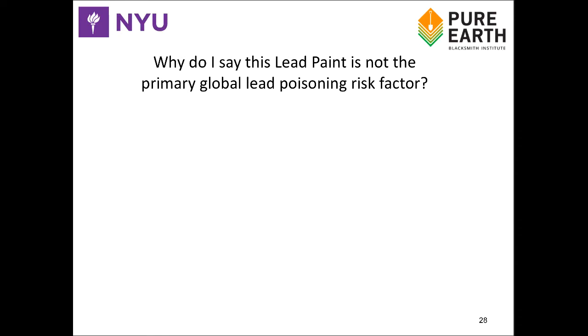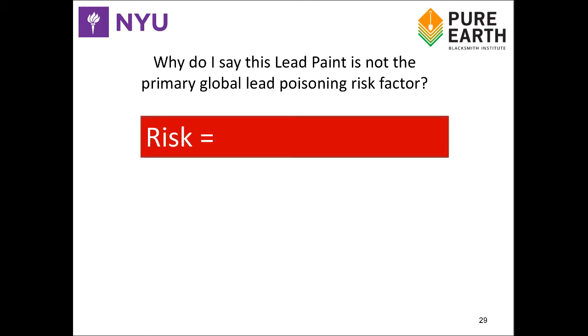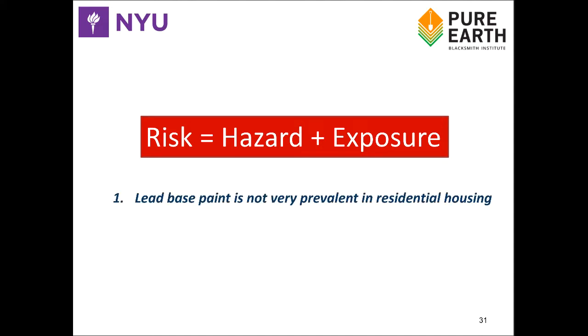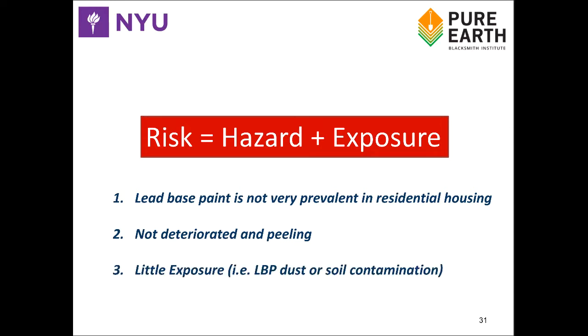So why do I say lead paint is not a primary global lead poisoning risk factor? Essentially, for you to have risk, you must have a hazard, and we do have lead, and you must have exposure. And you essentially find that lead-based paint is not very prevalent in residential housing. So even though the hazard is there, the exposure is not there. And by the way, the hazard is not very prevalent, whether it's our observations in Jakarta or in Ghana or in Zambia or in Peru. We just don't see colored lead-based paint pigments used in homes where it's deteriorating and peeling away. So with little exposure, you have little risk. We'll get back to this.